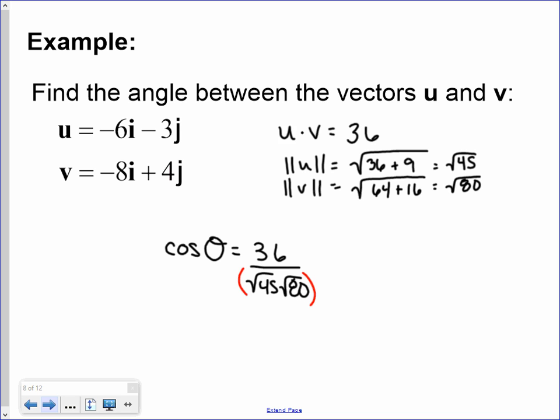If you want to just use your calculator right now, you can inverse cosine both sides. You'll just have to make sure that you put parentheses around square root 45 and square root 80 in the denominator. The other option you have is, because they're both square roots, you could multiply 45 and 80 and have just a single square root under there. So type that in, and we'll see if we all get the same answer. Inverse cosine both sides.